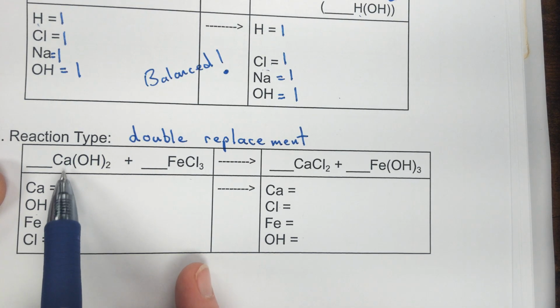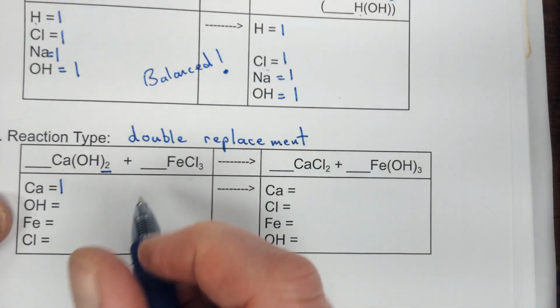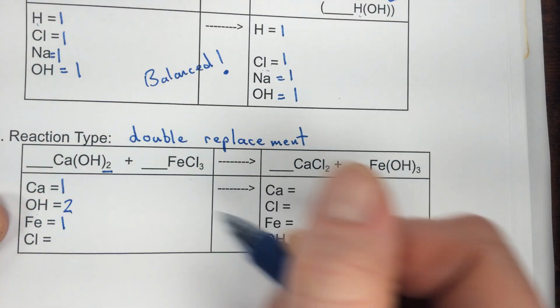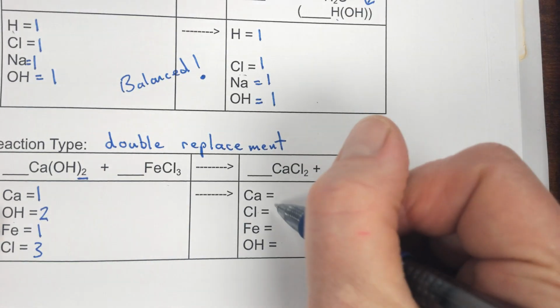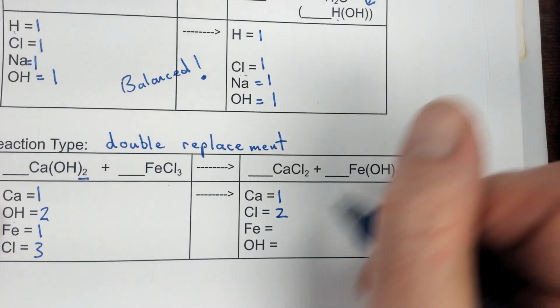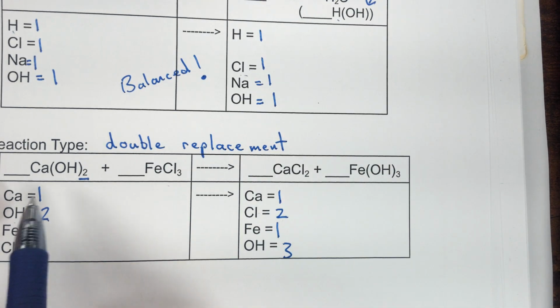So I'm going to put 1 for Ca. I'm looking here for the OH. That is equal to 2. Fe is equal to 1. And Cl is equal to 3. On this side, Ca is 1. Cl is 2. Fe is 1. And OH is 3. I compare.